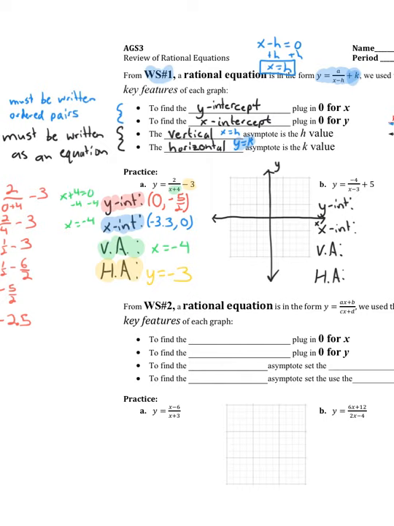When I'm graphing this thing, I'll put a little scale on here and say, hey, this goes by a scale of 1. We're counting ones in each direction. Then I have x equals negative 4, so I'll put a dashed line to represent that. And then I have y equals negative 3, so I'll put a dashed line to represent that.